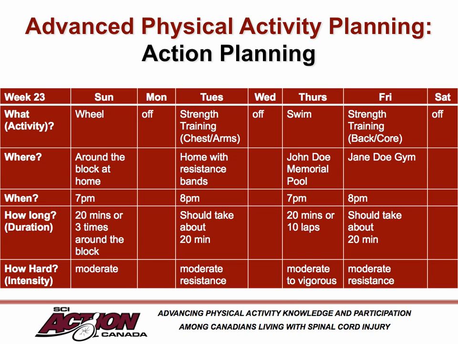For example, on Sunday, he is going to go for a wheel around the block in his neighborhood after dinner at 7 p.m. He is going to wheel for 20 minutes or 3 times around the block at a moderate intensity. Monday will be a day off. On Tuesday, he is going to work on some resistance exercises for his chest and arms using a resistance band at home. Again, he is going to do this after dinner for about 20 minutes at a moderate resistance. And so the week continues.